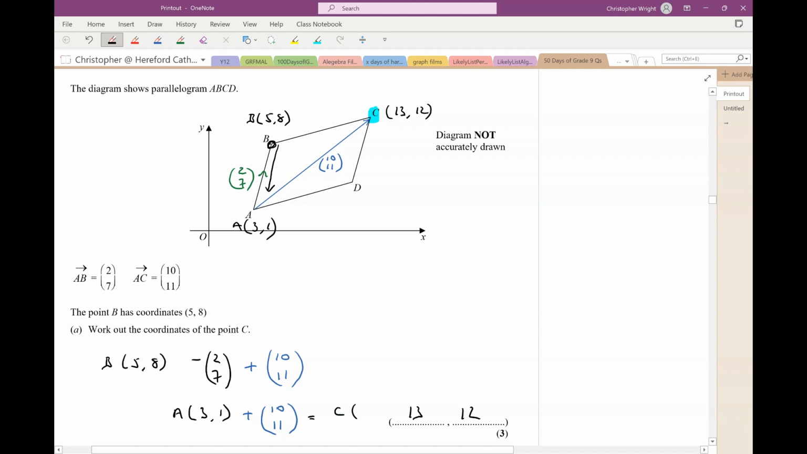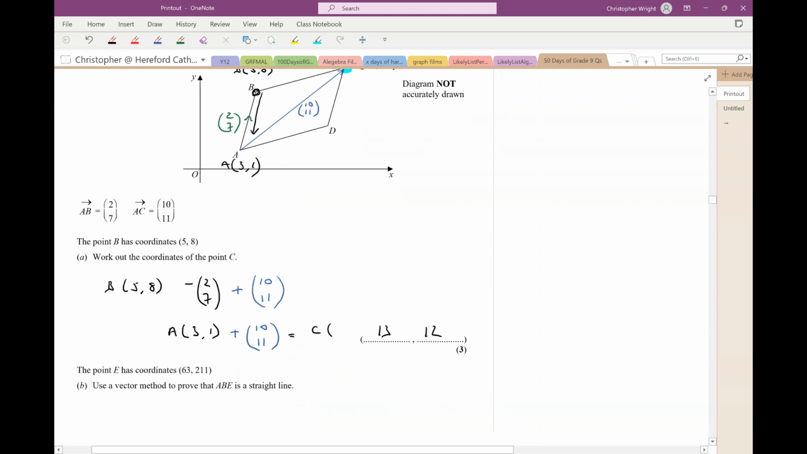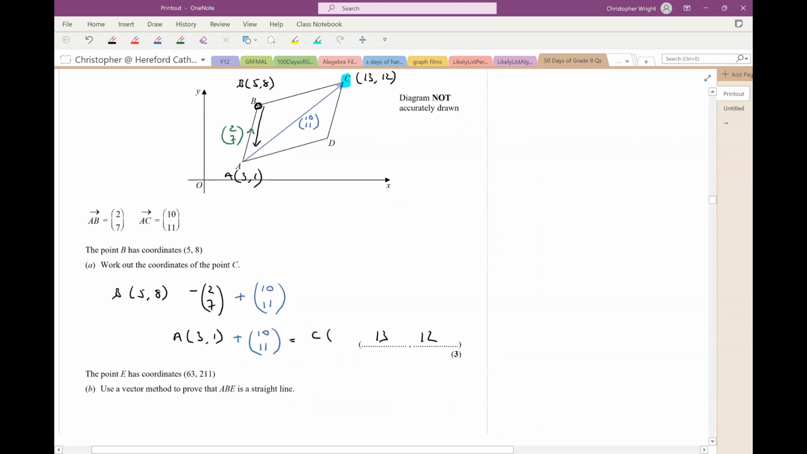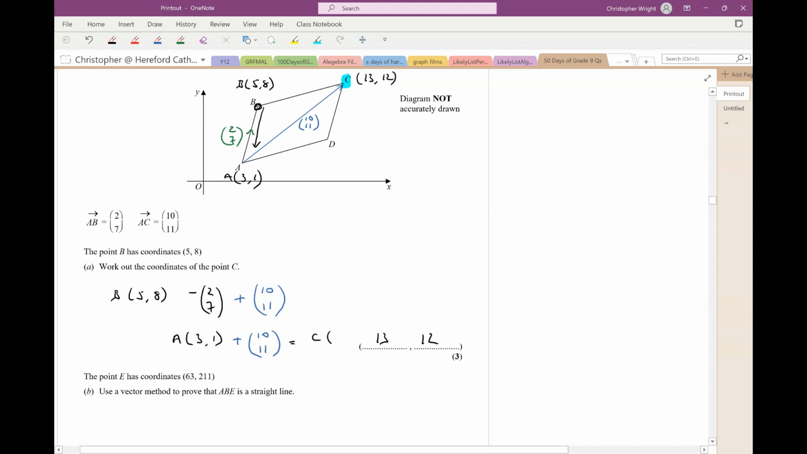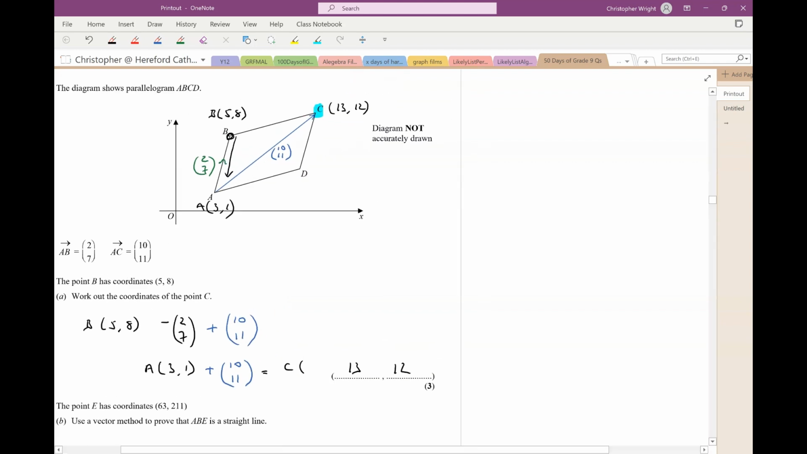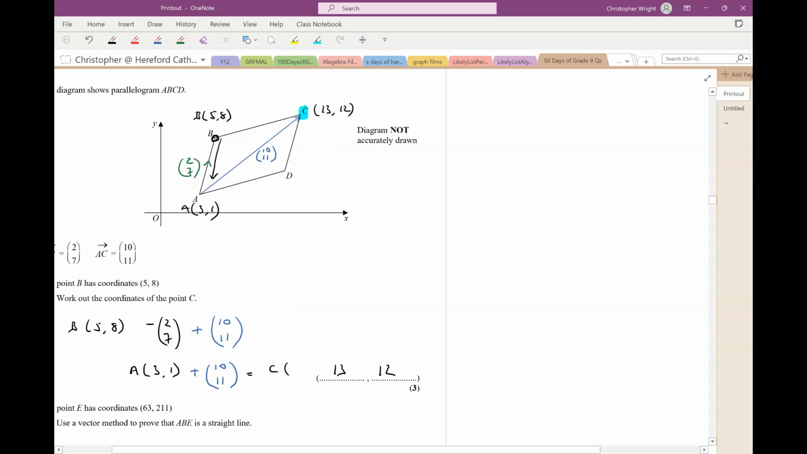Okay, let's have a look at part B. Point E has coordinates (63, 211). Use a vector method to prove that ABE is a straight line. Right, I'm going to do this over here just so I can still see my diagram. So we've got point E with coordinates (63, 211), and we need to prove that A to B to E is a straight line.